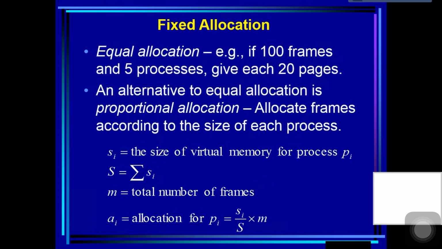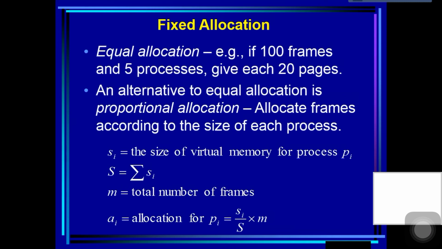An alternative is to recognize that various processes will need differing amounts of memory. So consider a system with a 1 kilobyte frame size. If a small student process of 10 kilobytes and an interactive database of 127 kilobytes are the only two processes running in a system with 62 free frames, it does not make much sense to give each process 31 frames.